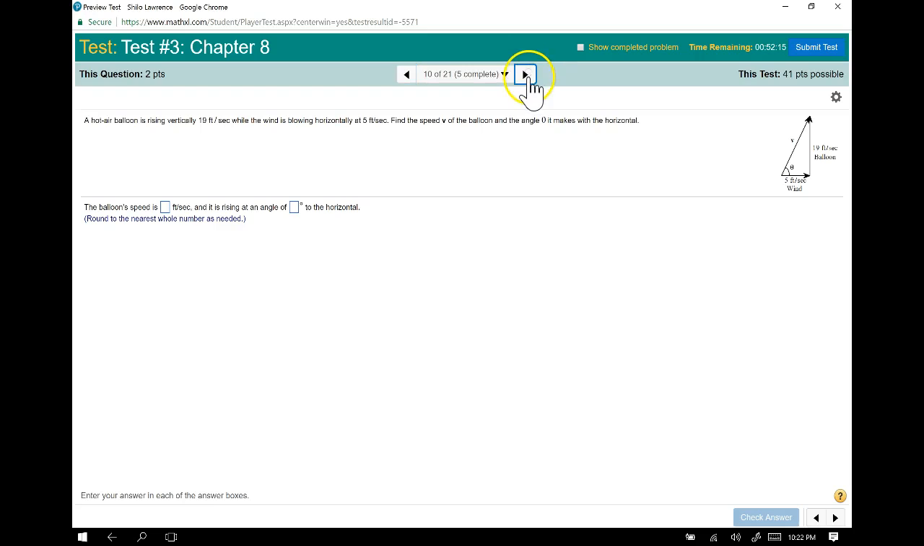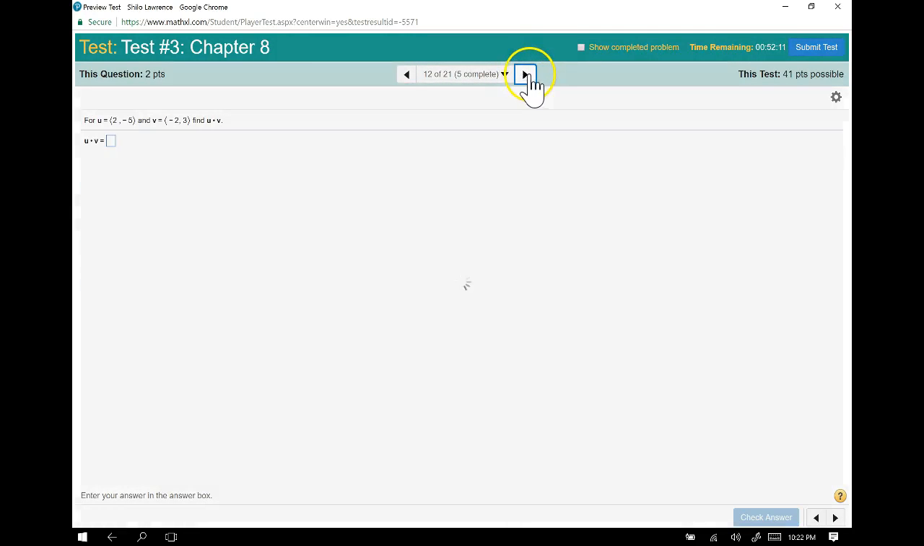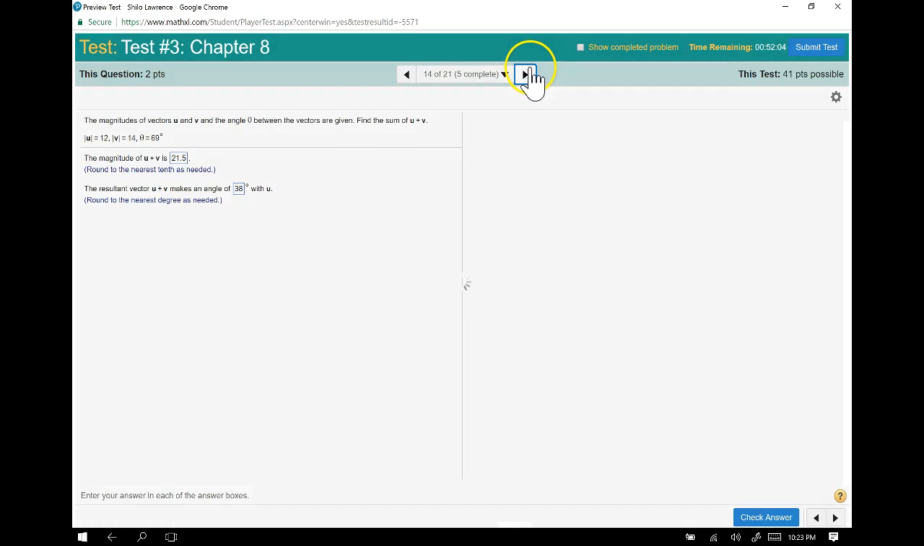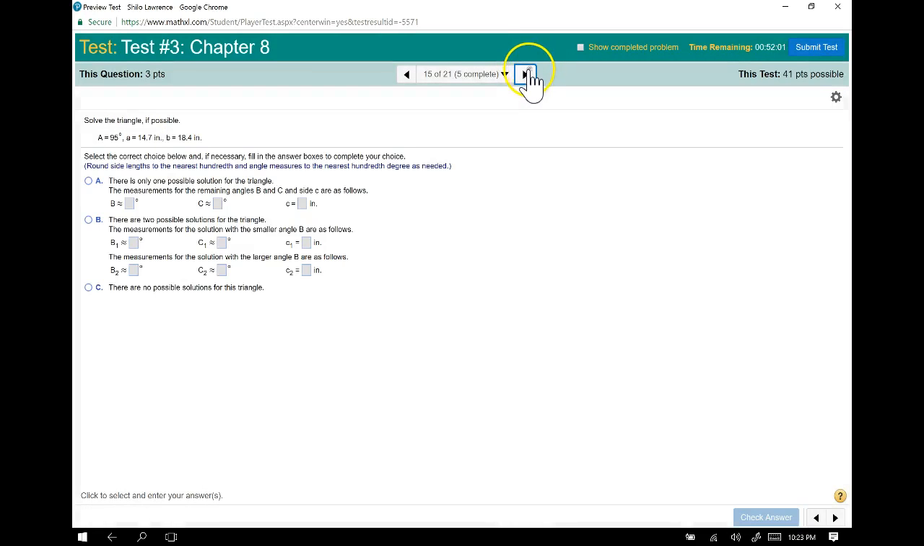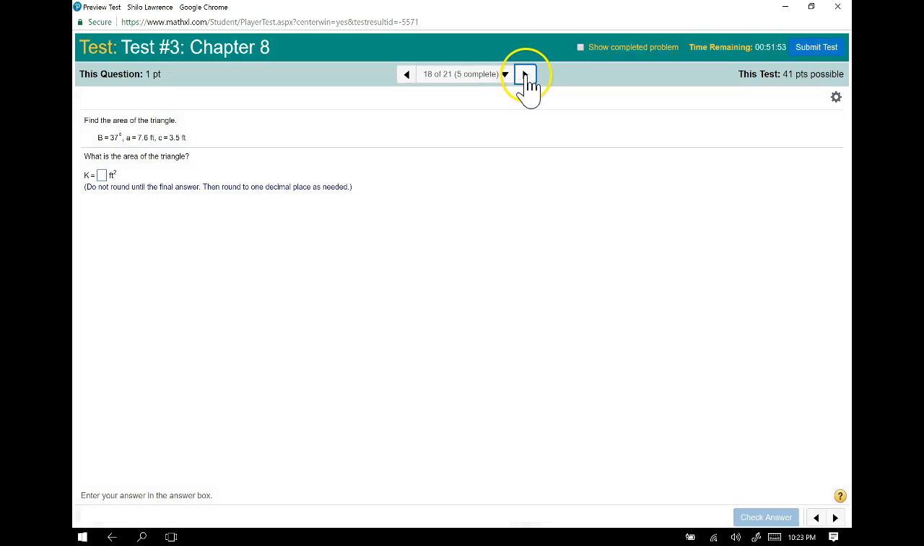Oh, I know what I was going to show you. I was going to do one more thing. I know it's getting late, I'm sorry. How to convert polar equations and rectangular equations. That's one more thing I wanted to show you, and it was back towards the end.